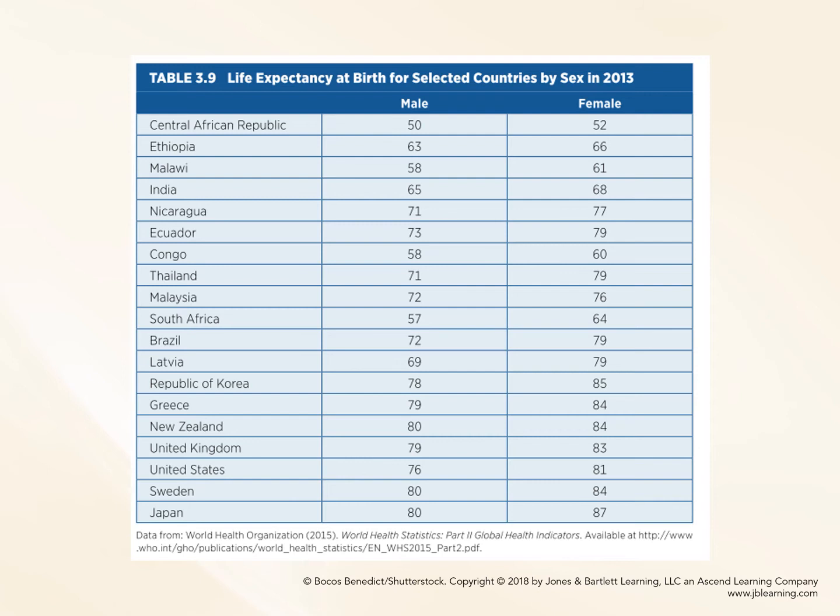And this is life expectancy at birth for some selected countries by sex. Okay? So you can see a couple of examples. India, we have 65 years for males, 68 years for females. Nicaragua, 71 for males, 77 for females. And if we go down to the Republic of Korea, we have 78 for males, 85 for females, which is a large difference. So you can see that there are usually quite a few years between males and females.